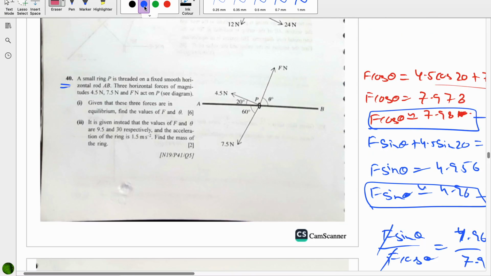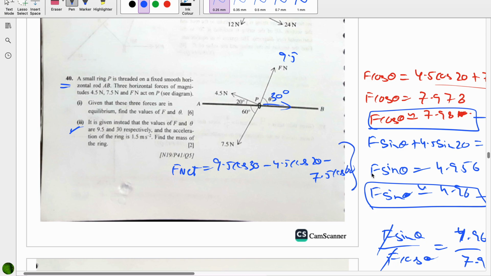Second part says it is given instead that the force is 9.5 and this angle is 30 degrees. So for the horizontal forces only, to find F net in the horizontal direction, this 9.5 component is going towards right, that is 9.5 cos 30, all others are towards left. So minus 4.5 cos 20 and minus 7.5 cos 60. To solve for net force: 9.5 cos 30 minus 4.5 cos 20 minus 7.5 cos 60.